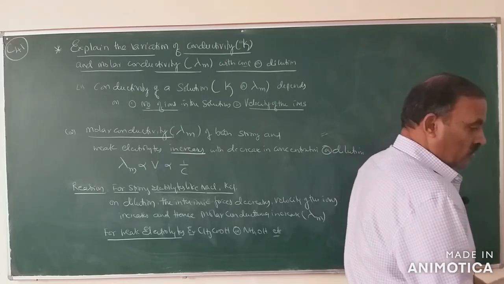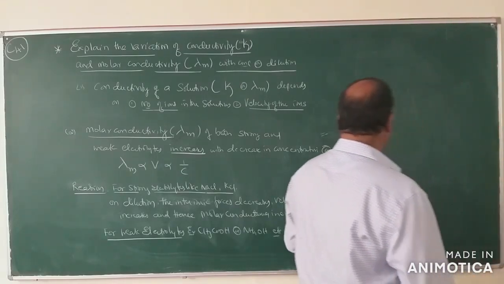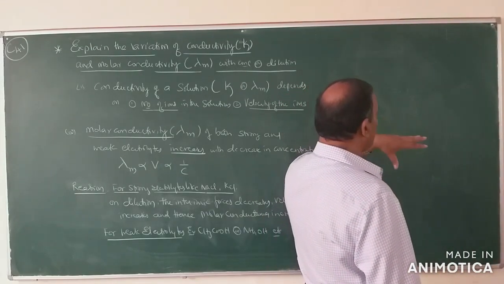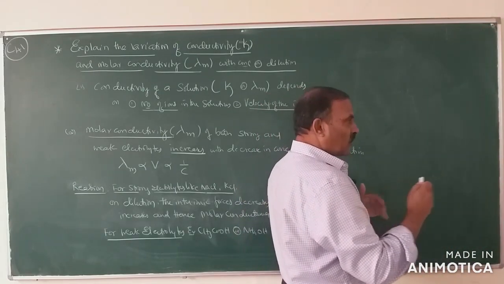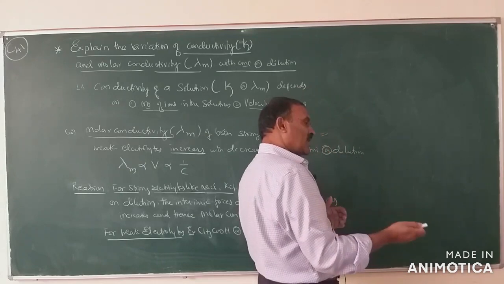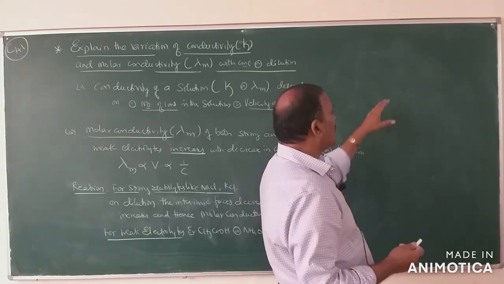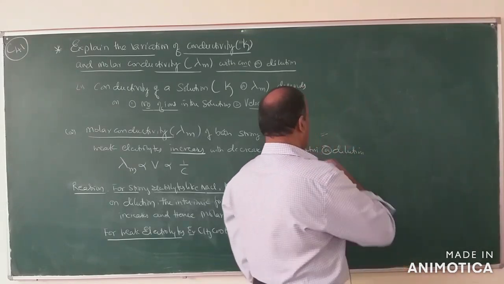So now you understood how the molar conductivity for a strong electrolyte increases. For a strong electrolyte, on dilution, the interionic forces decrease, velocity increases, and molar conductivity increases.